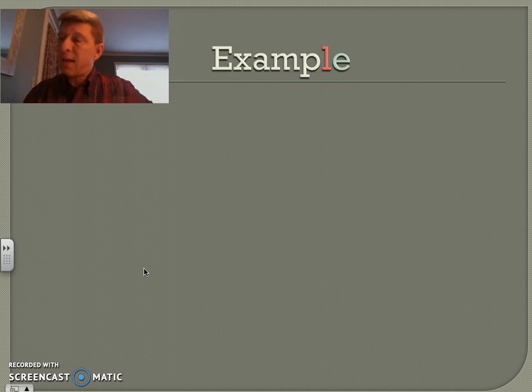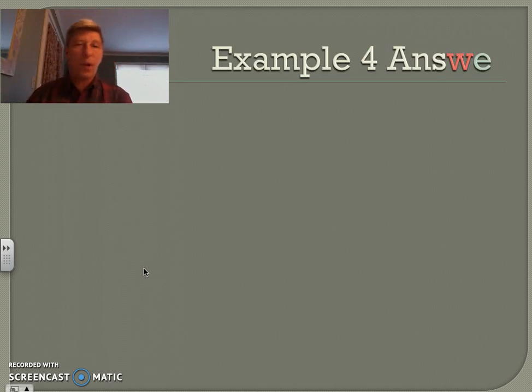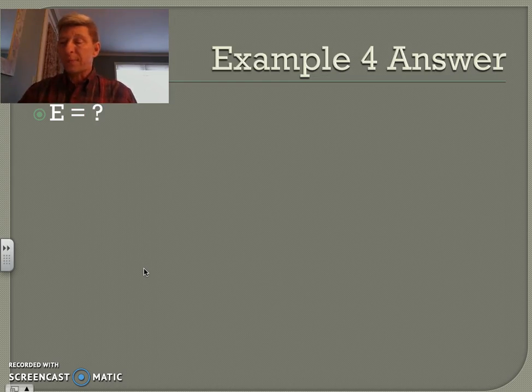For example number 4, the question is, how much energy? So the first thing that I'm going to put on my laundry list is energy. And energy, of course, is my big fat question mark in this question. That's what I'm looking for here in this problem.